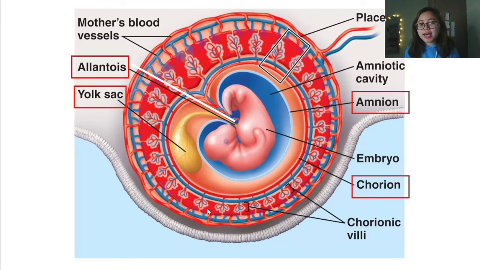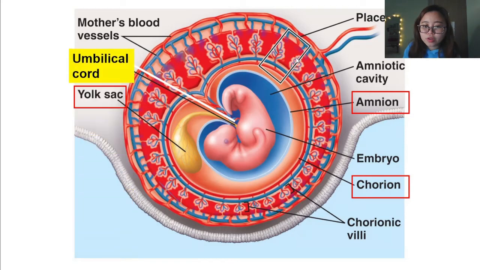And now you can see the extraembryonic membrane in relation to the structure of the placenta and the mother's blood vessels. Daripada chorion, itu dikira sebagai placenta. Okay, so here you can see this is your umbilical cord. Inilah kamu punya tali pusat yang bersambung kepada placenta dalam rahim.